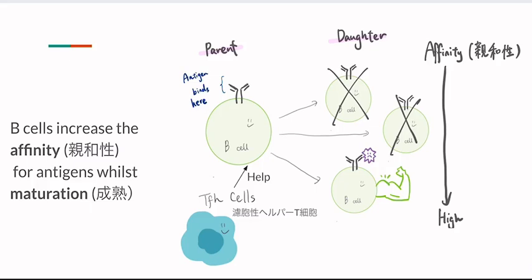In this image, we see the parent cell on the left and the daughter cells on the right. When the B cells divide because of mutations, each daughter cell will have different antigen binding sites and therefore different affinity to a particular antigen. As time passes, only the daughter B cells with the strongest affinity stay alive, and this is called affinity maturation.